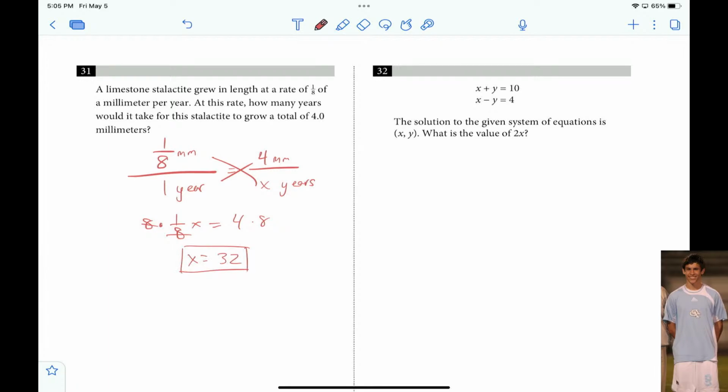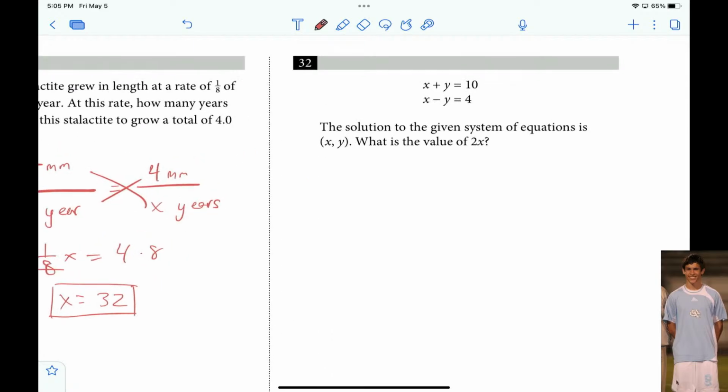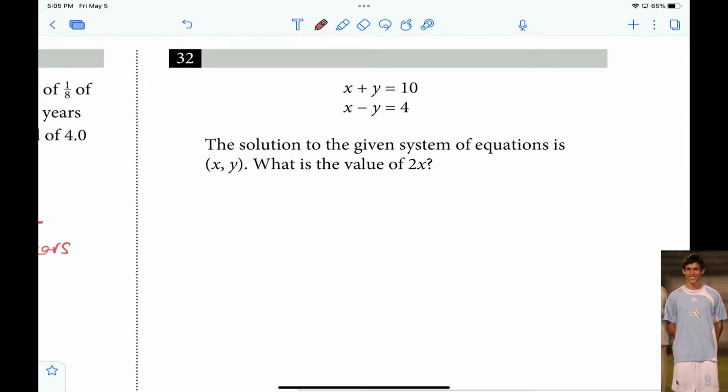All right, so now number 32. It's another system of equations. They're asking what is the value of 2x. Again, we're trying to think what is x. So we're going to eliminate y. Now, what we can realize here is that the y's are already the same number. It's just one of them is positive and one of them is negative. So we can just go ahead and combine like terms here. I'm just going to go ahead and combine them.